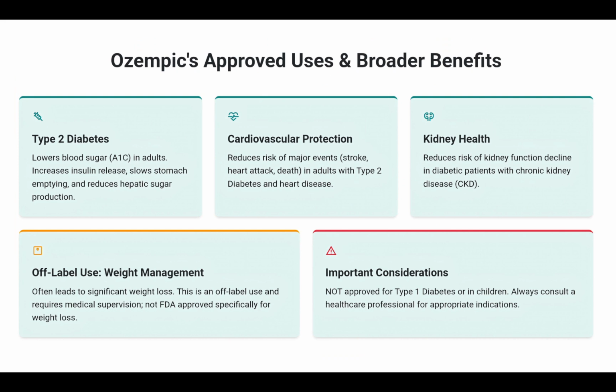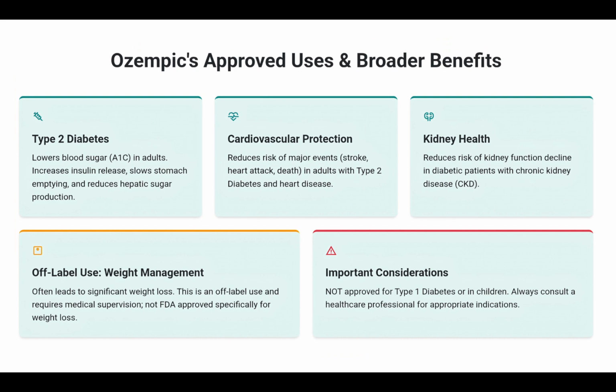Second, cardiovascular protection. This is a landmark indication. The SUSTAIN 6 and SELECT trials demonstrated that Ozempic reduces the risk of major adverse cardiovascular events, including stroke, myocardial infarction, and cardiovascular death in adults with type 2 diabetes and established cardiovascular disease. This cardioprotective benefit goes beyond simple glucose lowering.